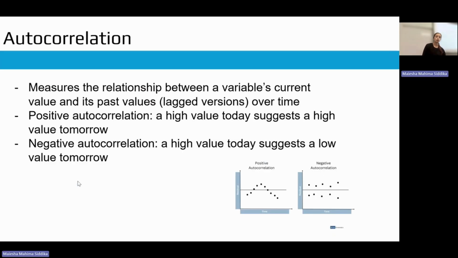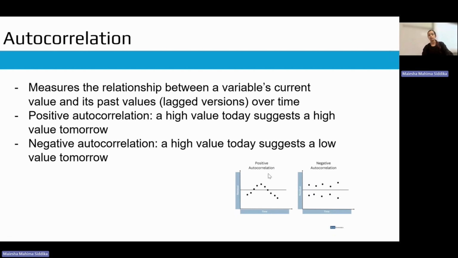I'm now going to talk about autocorrelation. This simply measures the relationship between a variable's current value and all of its past values, or lagged versions, over time. So a positive autocorrelation would mean a high value today suggests a high value tomorrow, and a negative autocorrelation would mean a high value today suggests a low value tomorrow.